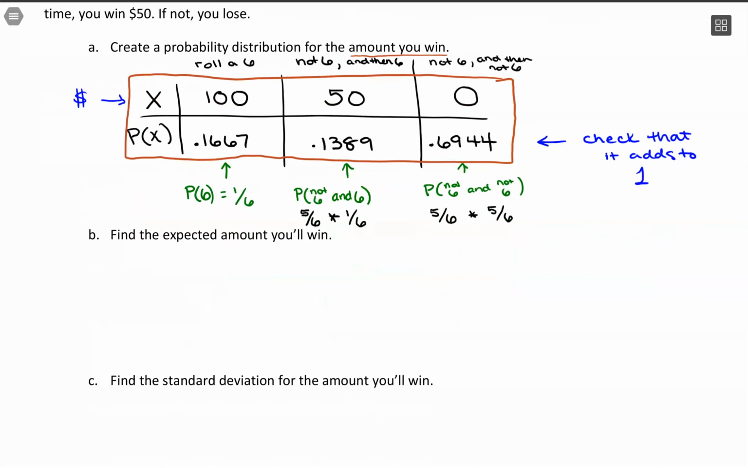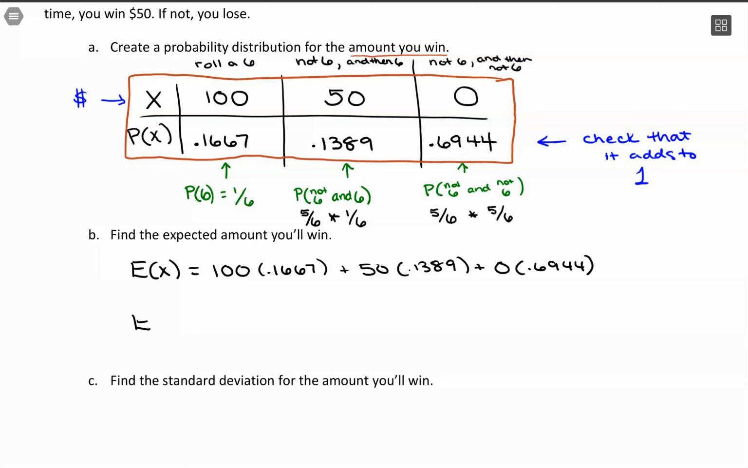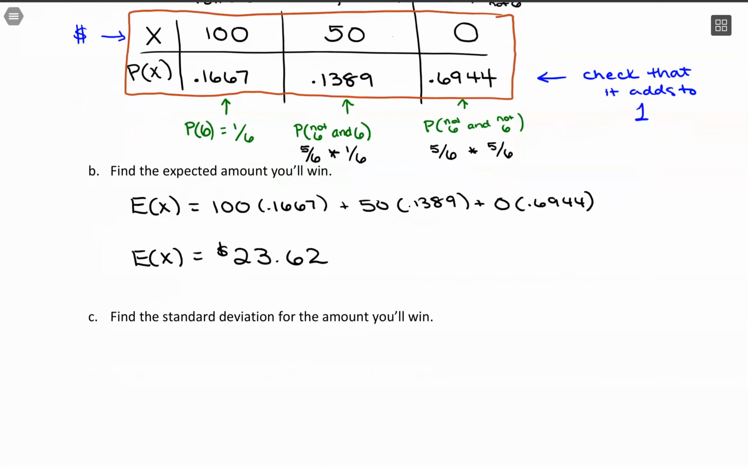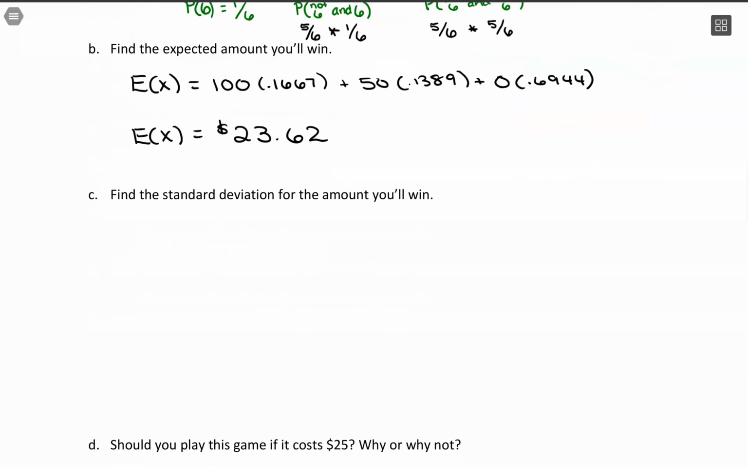All right, expected amount you win. So for expected value, we're going to take each x value times its probability. So 50 times 0.1389, and then 0 times 0.6944. This will be expected winnings of $23.62 rounded up. I'm going to make a sentence after we make standard deviation to just tie it all together instead of writing separate sentences. All right, standard deviation. So we need to take those squared deviations times their probabilities.